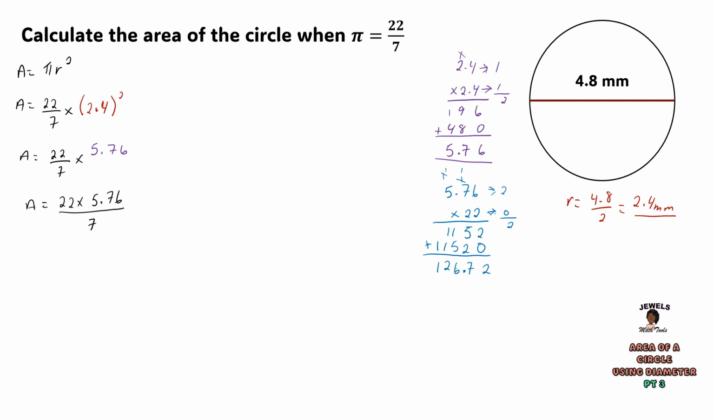So now let's clean up our equation a little bit more. Our area will now be equal to 126.7200 in our numerator. And now we are going to dive straight into our division, where we will be dividing 7 into this number to get our final step for our area.